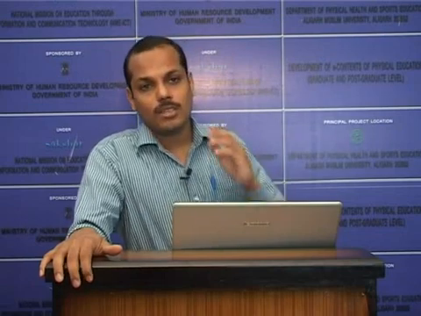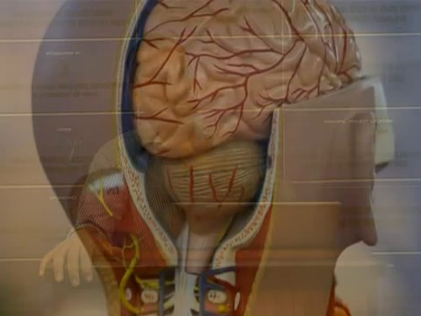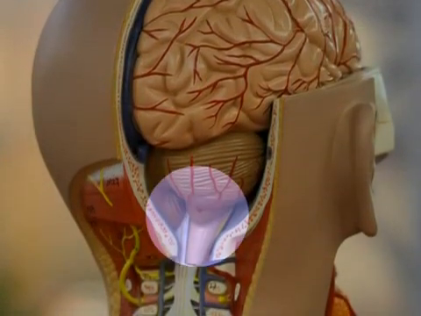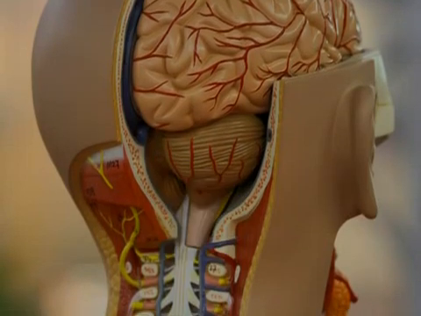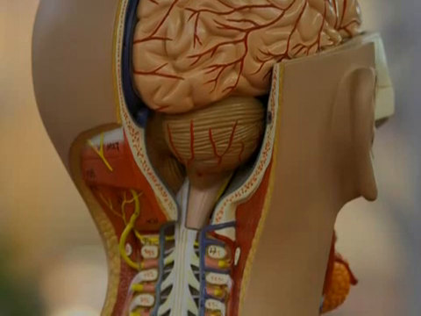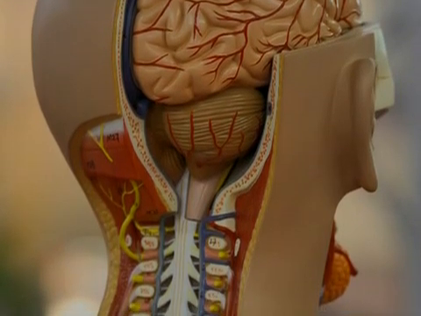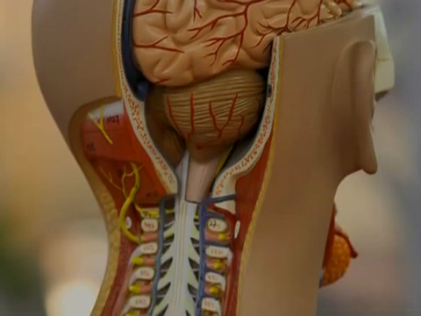In the lower part of the medulla, right and left pyramidal fibers cross in the midline, forming the pyramidal decussation. So in the lower part there are pyramids and pyramidal fibers, the fibers of the corticospinal tracts. In the lower part of the medulla, these fibers cross and form the pyramidal decussation.